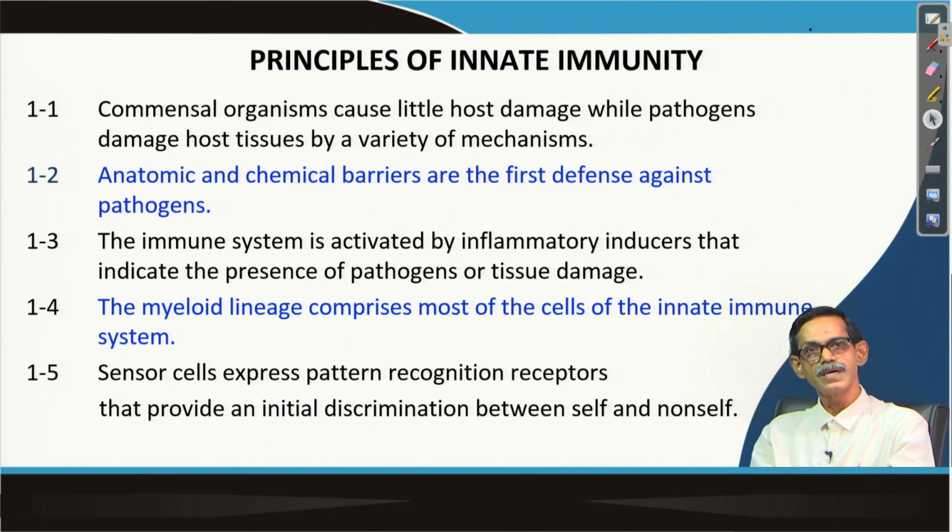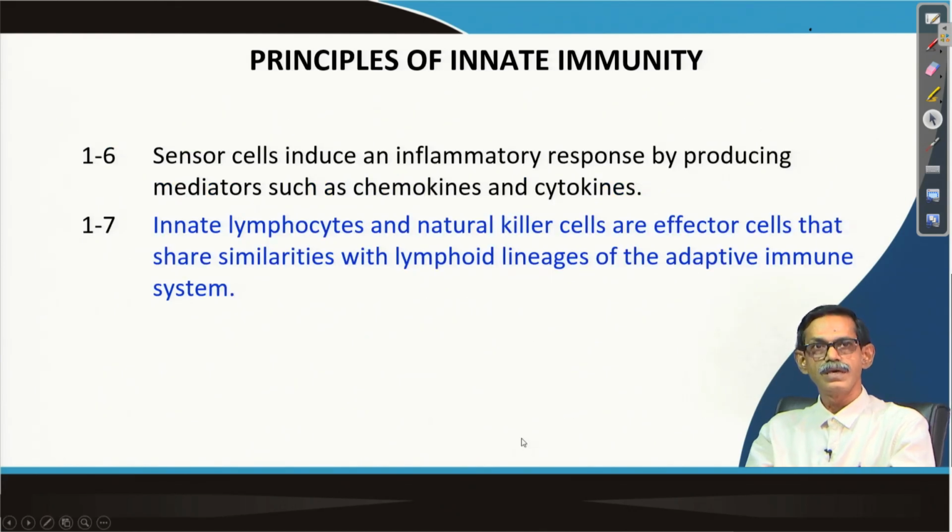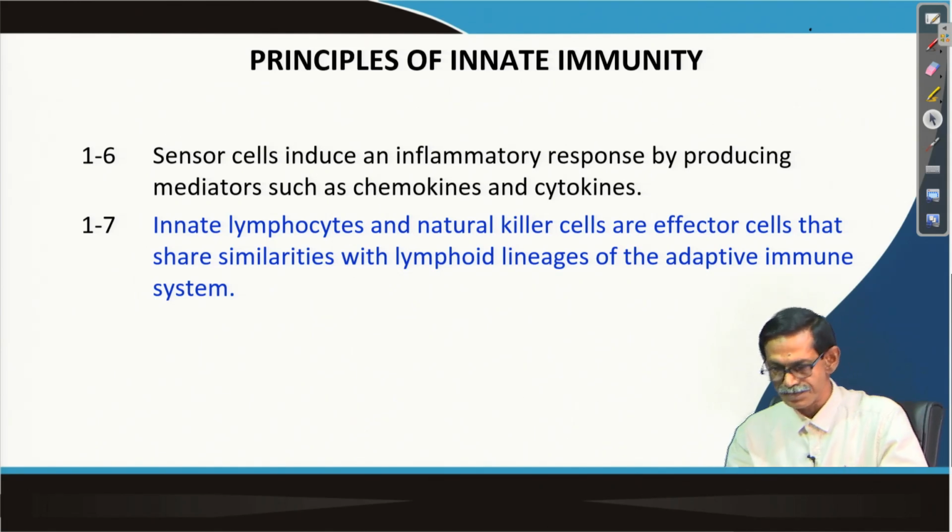Sensor cells express pattern recognition receptors that provide an initial discrimination between self and non-self. And number 6, sensor cells induce an inflammatory response by producing mediators such as chemokines and cytokines. These are also two new vocabulary words for the immune system. And innate lymphocytes and natural killer cells are effector cells that share similarities with the lymphoid lineage of the adaptive immune system, but they also take part in innate immunity.